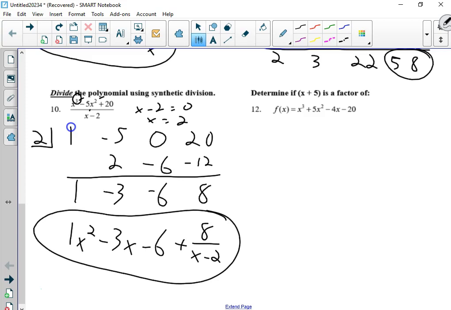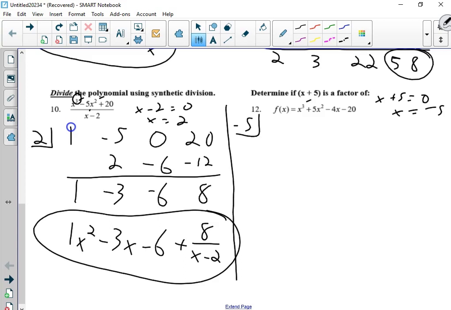I'm finito. Finished. X plus 5. Determine if that's a factor. In other words, we want to end up with 0 as a remainder if it's a factor. So x is negative 5. That's the number in the box. Negative 5.